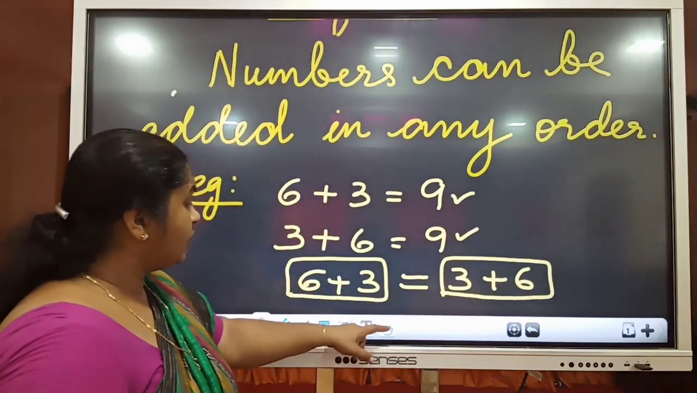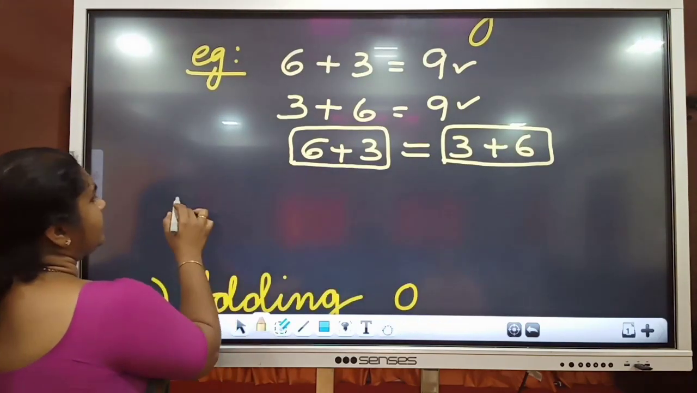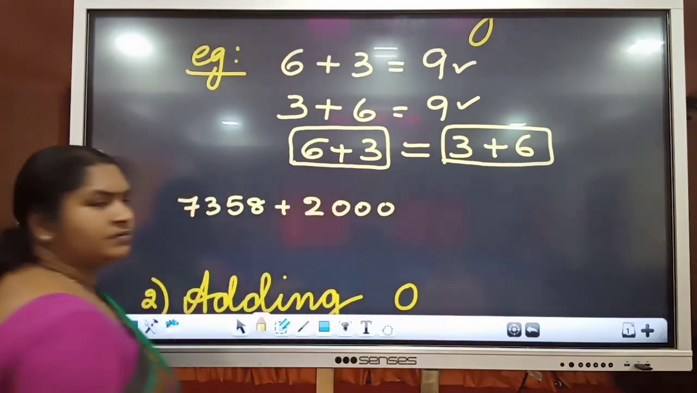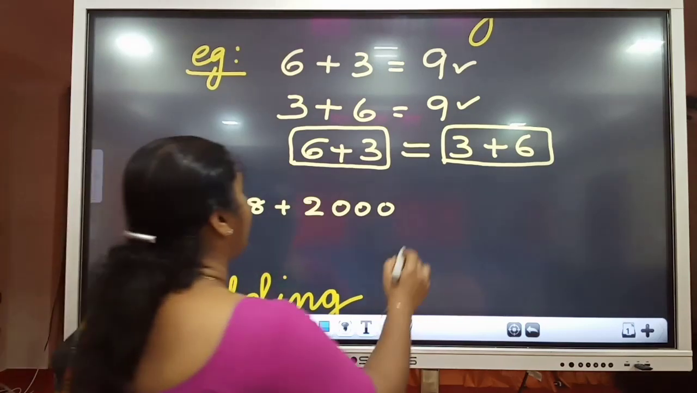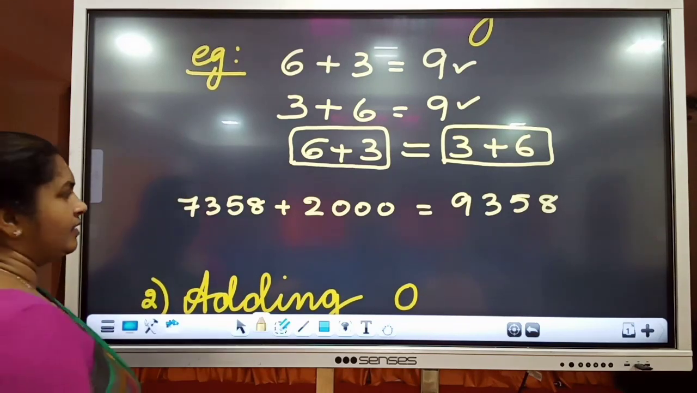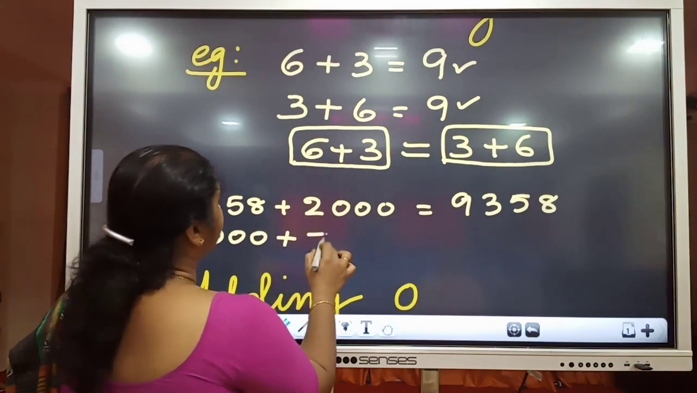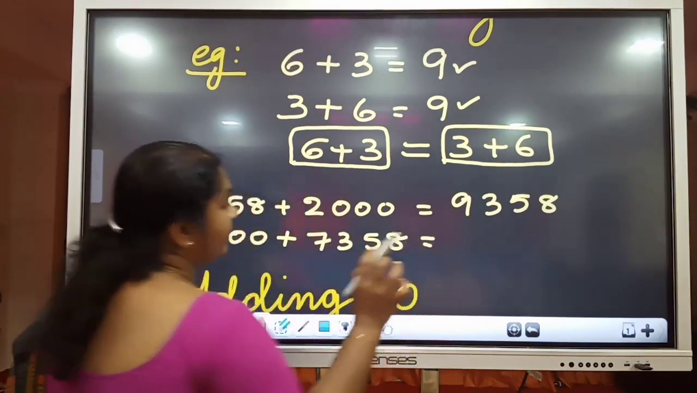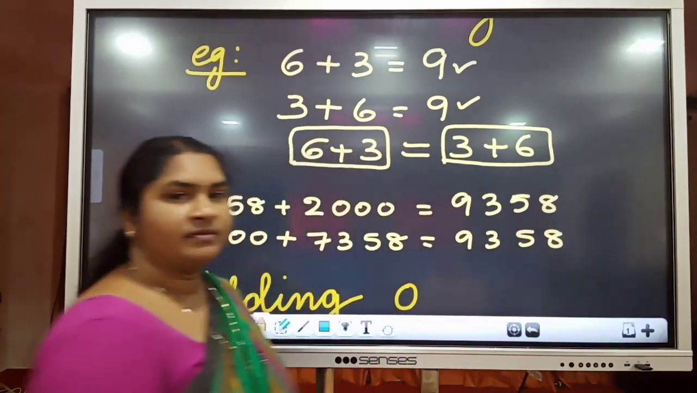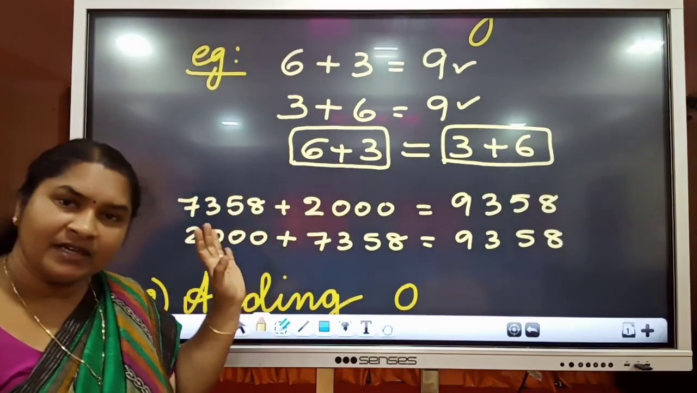See, and if you take big numbers also, the same answer will come. Let's try. 7,358 plus 2,000. What will be the answer? The answer will be 9,358, if you add. If I change the order, the first one will be the second and the second will be the first, then also the answer will be the same. That is 9,358. That means if you change the order also, the sum will be the same.